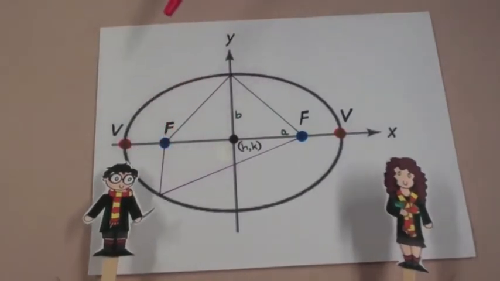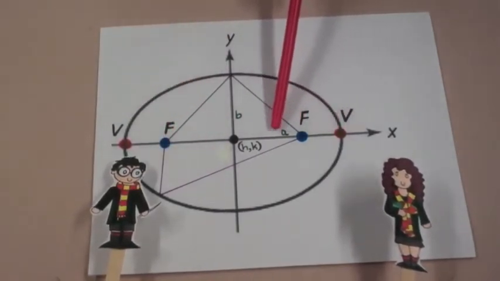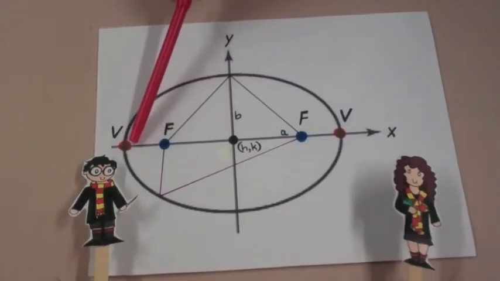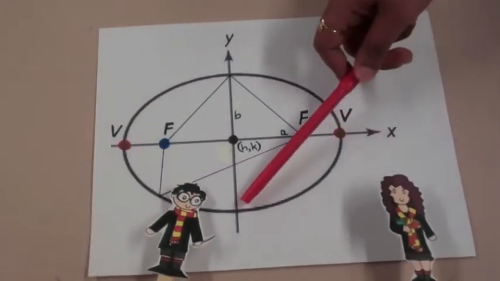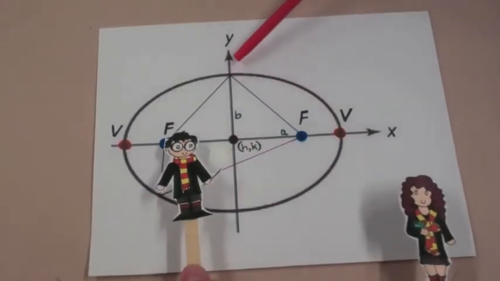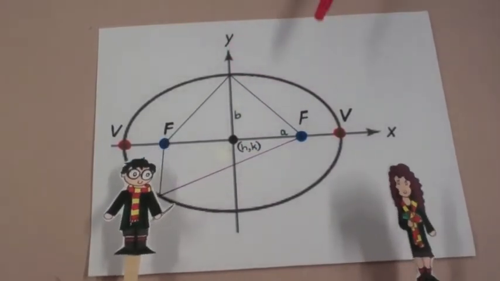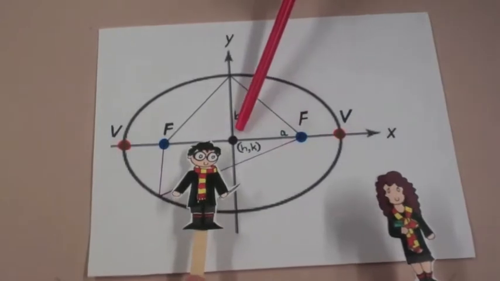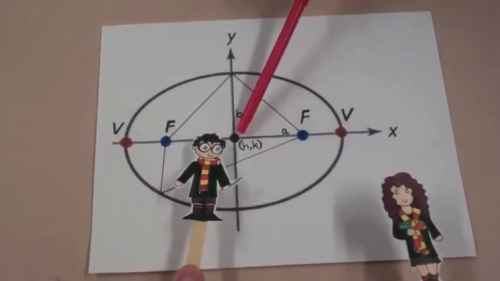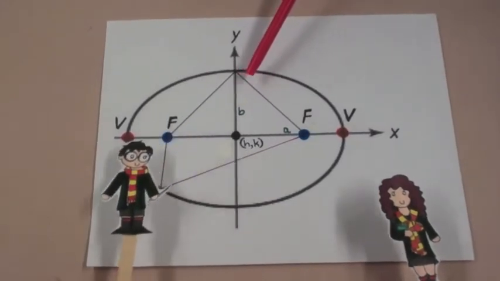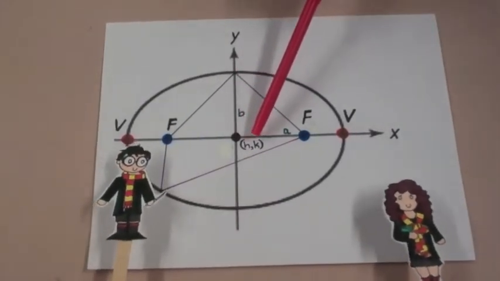The major axis is the distance between the two vertices and passes through the center and foci. If the major axis is the length of the ellipse, then the minor axis is the width of the ellipse and passes through the center of the ellipse. The letter A represents the horizontal distance from the center to the edge of the ellipse, and the letter B represents the vertical distance from the center to the edge of the ellipse. The center of the ellipse is represented by letters H, K.